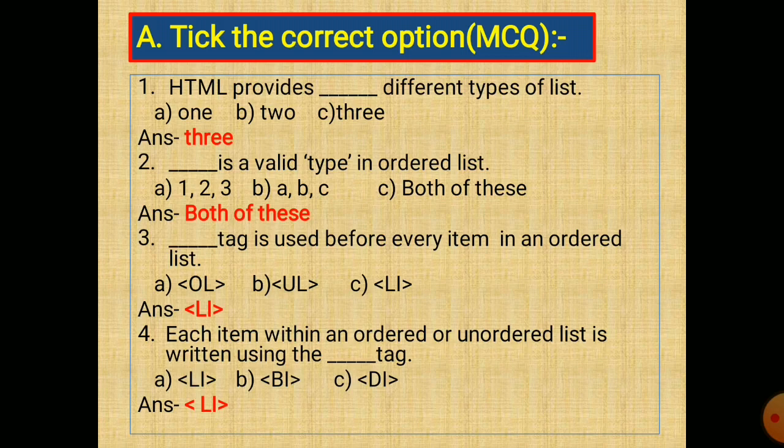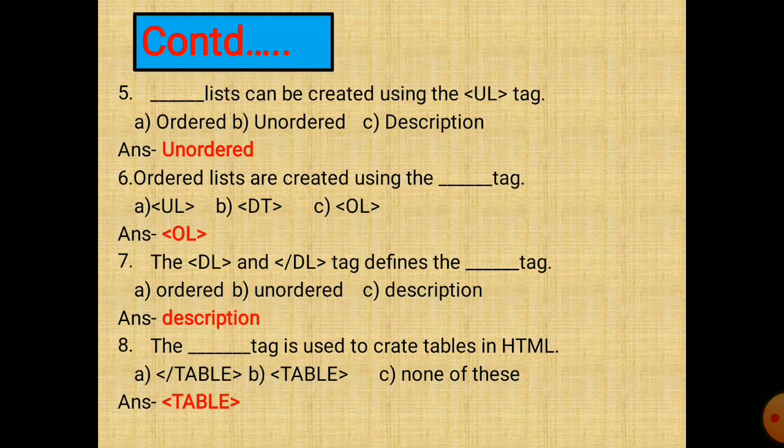Now the fourth one: each item within an order or unordered list is written using the dash tag. See students, the same answer, only the way of asking the question is different. So here also the answer will be li only, because each item within an order or unordered list is written using the li tag, that is your list item tag. Clear to everyone? Very good. Now the fifth one: dash lists can be created using the UL tag. Which type of list can we create? Order, unordered or description? It is very clear. UL stands for unordered list. So the answer will be unordered.